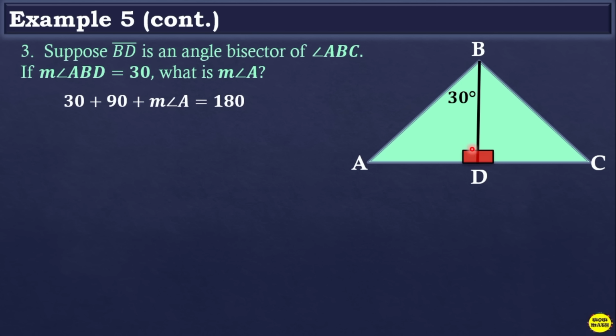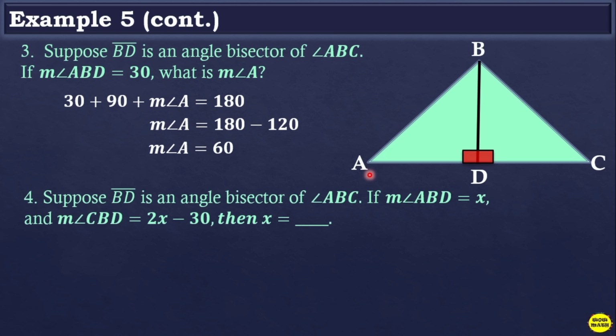Dapat 180 po ang interior angles ng triangle natin. So, 30 plus 90 plus the measure of angle A, dapat ang total po niyan 180. Let us solve. So, 180, 90 plus 30, that is 120. Transpose natin, that will become minus 120. So, the measure of angle A is equal to 180 minus 120, that is 60. So, therefore, the measure of angle A is 60 degrees.